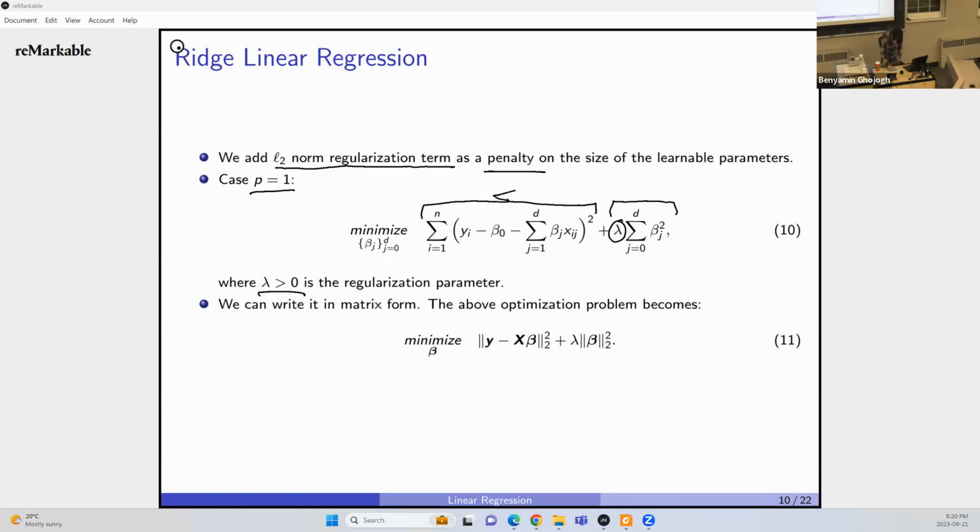So this part, if we write it in matrix form, becomes this, right? Exactly what we had in linear regression. The difference is this: lambda times the squared L2 norm of the vector beta. So we want to minimize it with respect to beta. The only term which is added here is this.